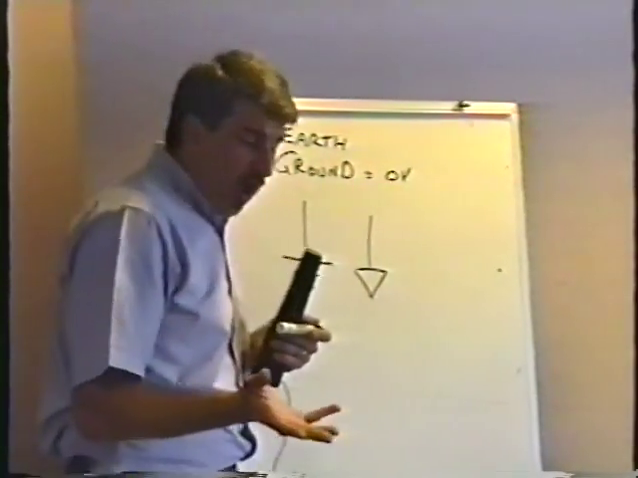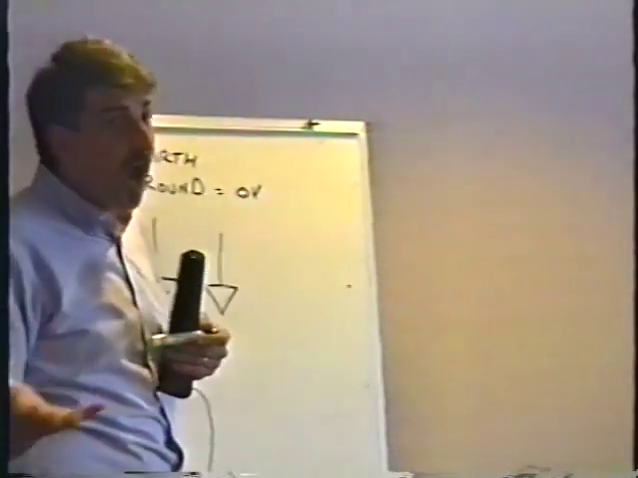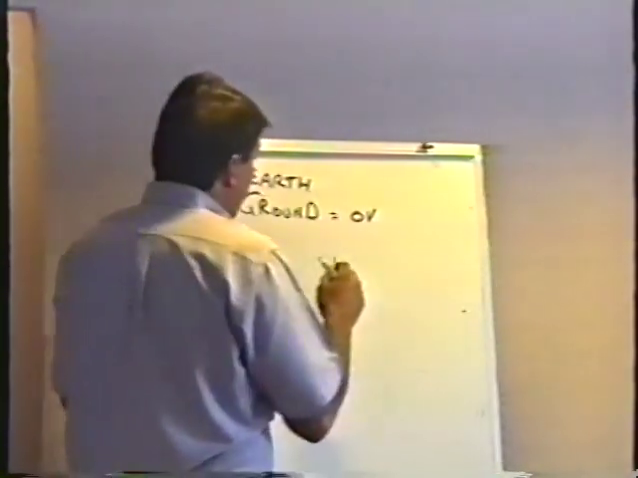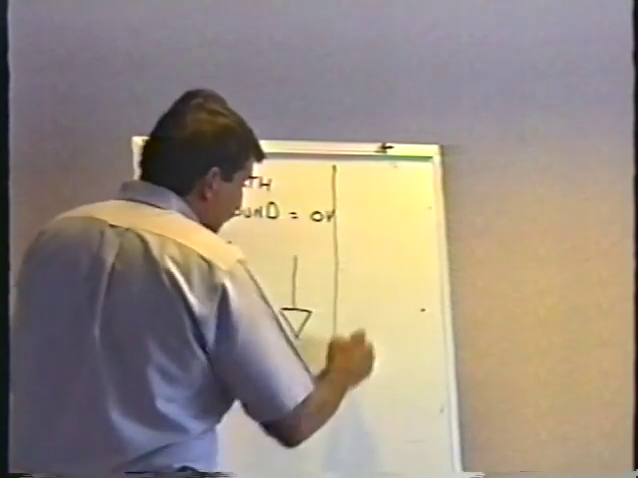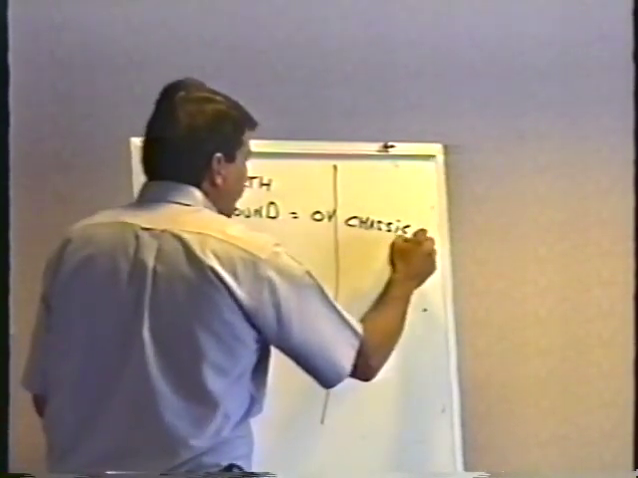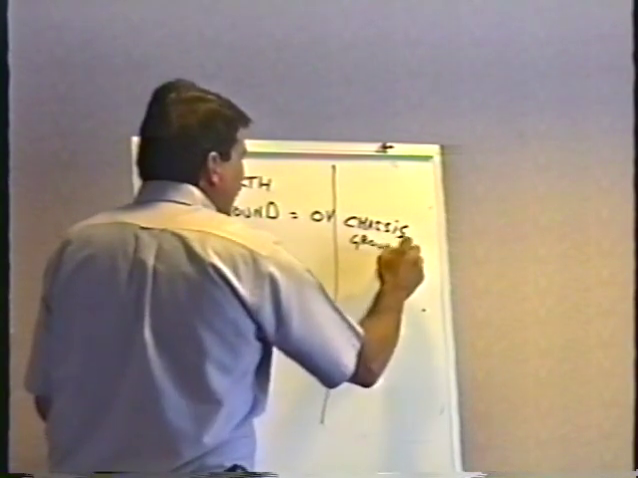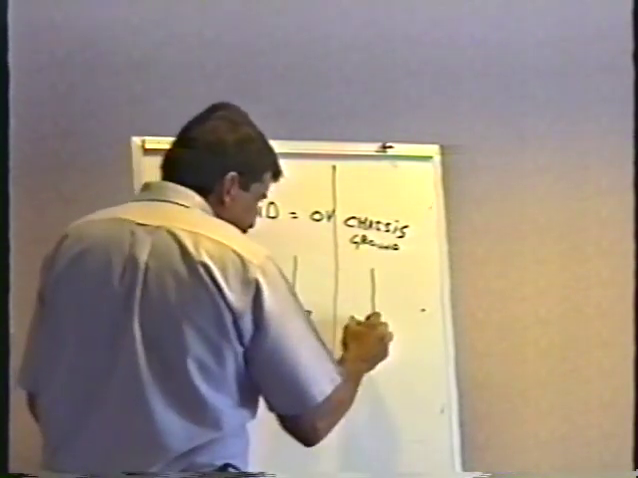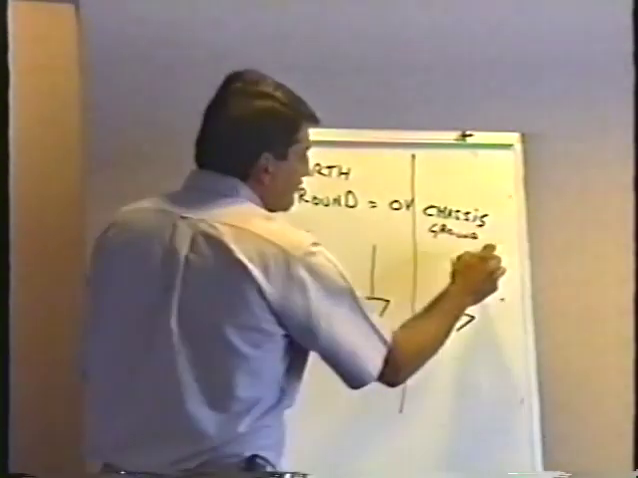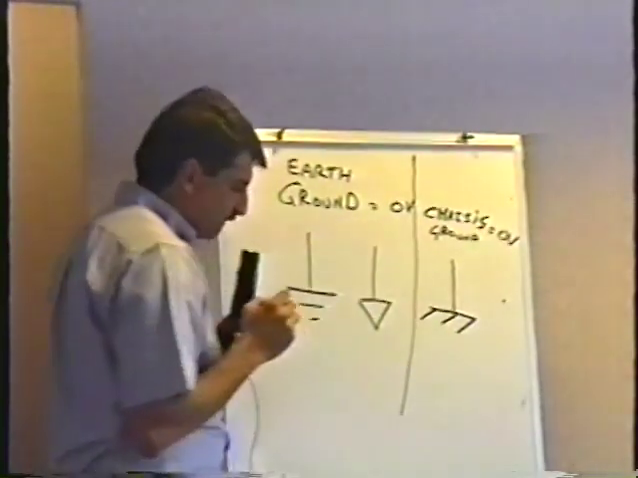But in your car, the car is up on 4 rubber tires. That ground cannot be an earth ground. There's no possible way. It's not touching the earth at all. So we have a separate kind of ground. It's called a chassis ground. And the chassis ground is a different symbol. It looks like this.